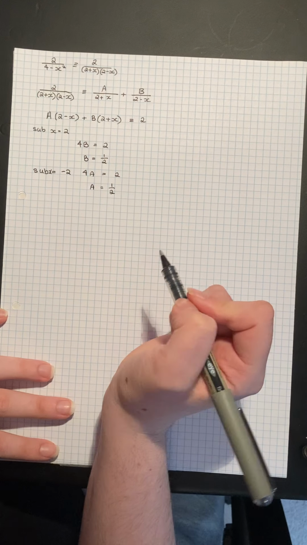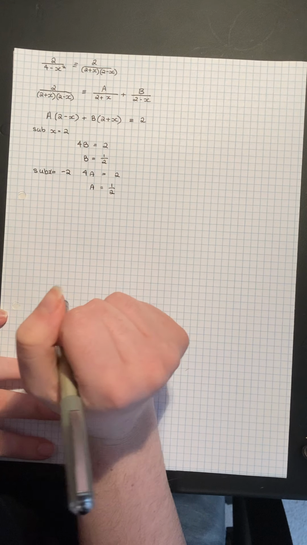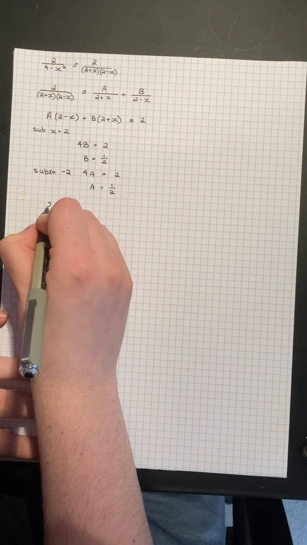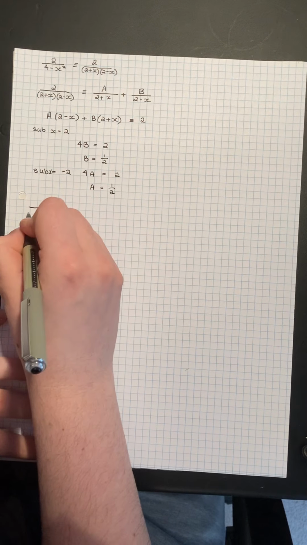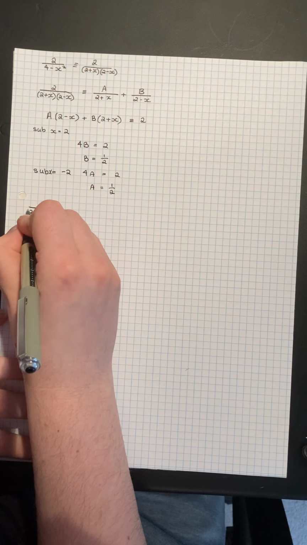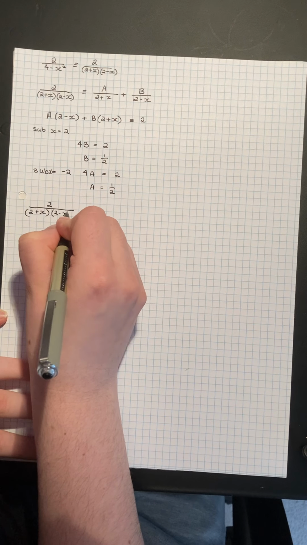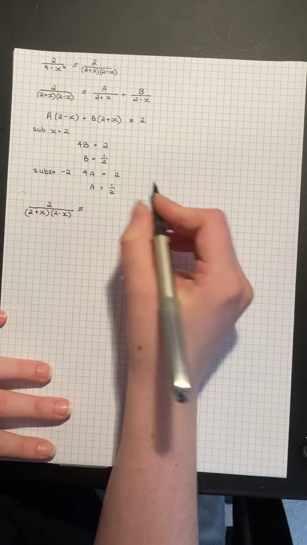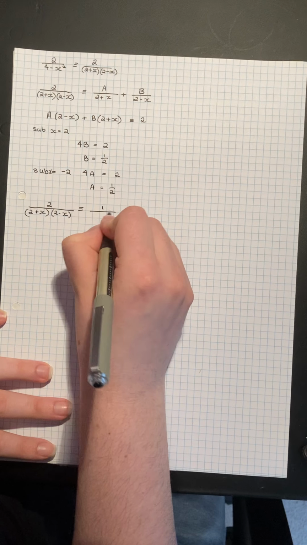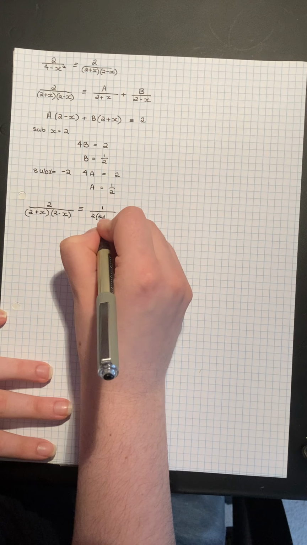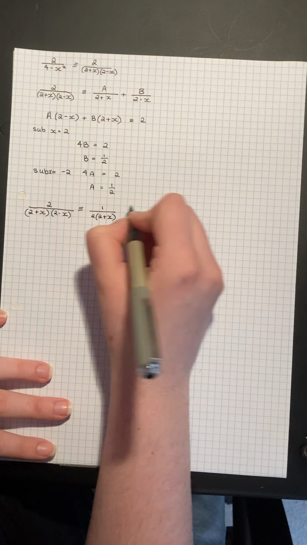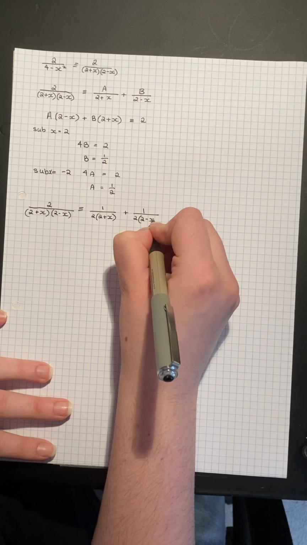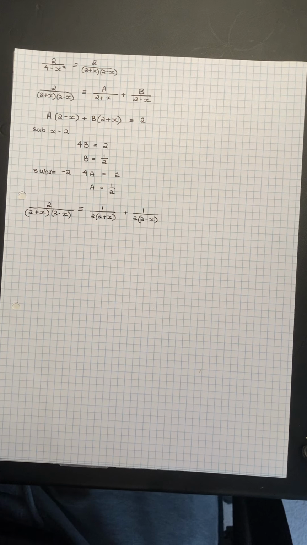So it's perfectly fine to get a fraction, and the way you're going to end up writing that is, it's always nice to start with your original fraction. Or maybe I should have written it as that, but it is the same anyway. Equals, and then we're going to have 1 over 2(2 plus x), plus 1 over 2(2 minus x), and you can write it like that.